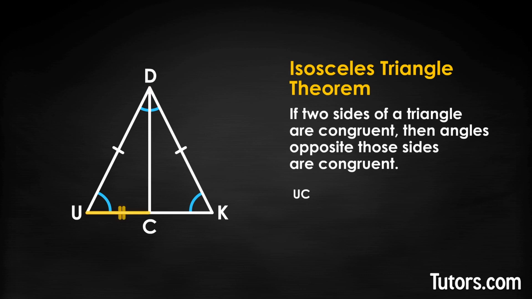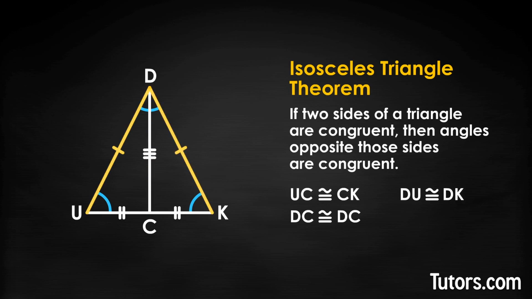We are given UC is congruent to CK because DC is a median line that cuts UK directly in half. DC is congruent to DC because of reflexive property. It is one side used in both triangles. DU is congruent to DK. This was given. We just showed that the three sides of triangle DUC are congruent to triangle DCK, which means you have the side-side-side postulate, which gives congruence.